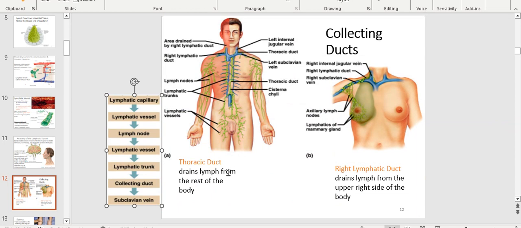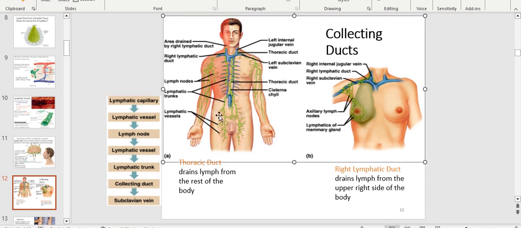There is the thoracic duct that drains the lymph from the rest of the body, and then there's the right lymphatic duct, which drains lymph from only the upper right side. You'll see the right lymphatic duct right in here. All the lymph that is collected in this area is put back in the right lymphatic duct. All of the lymph that's collected in the rest, so basically 3/4, the entire left side and the bottom right-hand side, is returned through the thoracic duct located here.